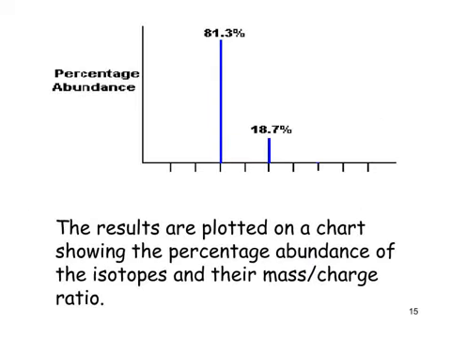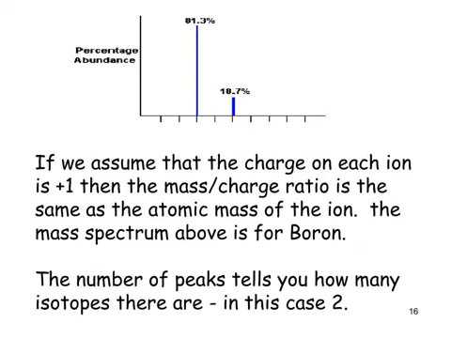Just going through a few slides here. Same slide again. So the results are plotted on a chart showing the percentage abundance of the isotopes. Percentage abundance 81.3, percentage abundance 18.7. Remember 10 and 11 here. If we assume that the charge on each ion is +1, then the mass to charge ratio is the same as the atomic mass of the ion. The mass spectrum above then is for boron.